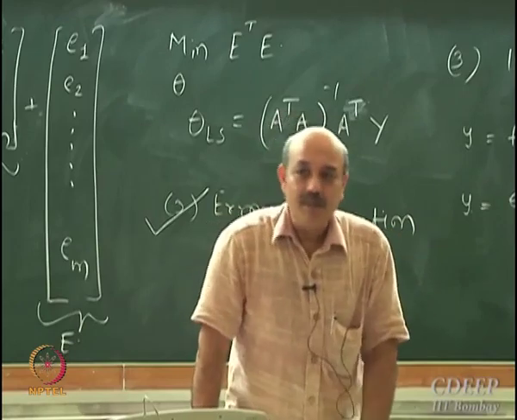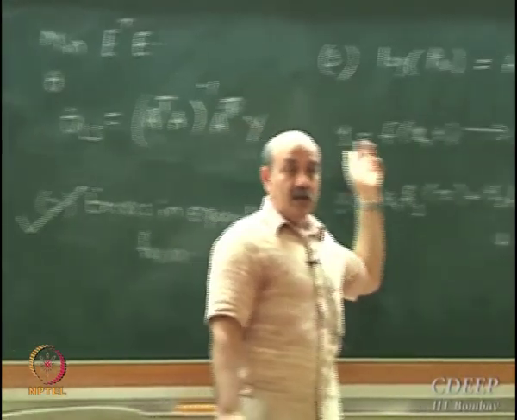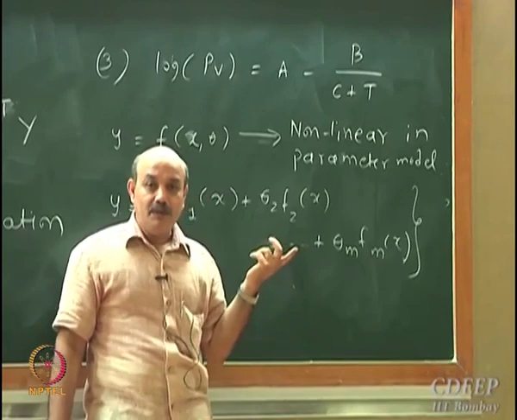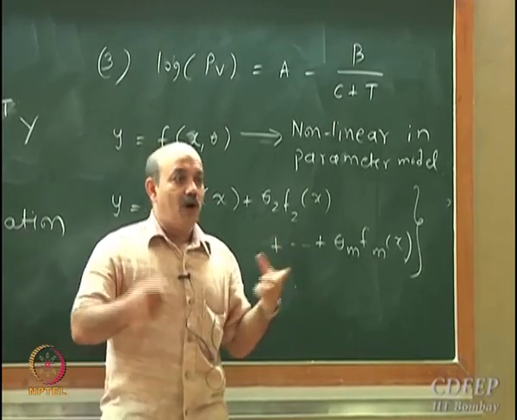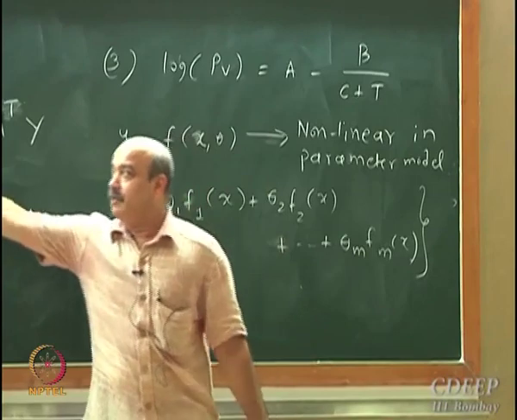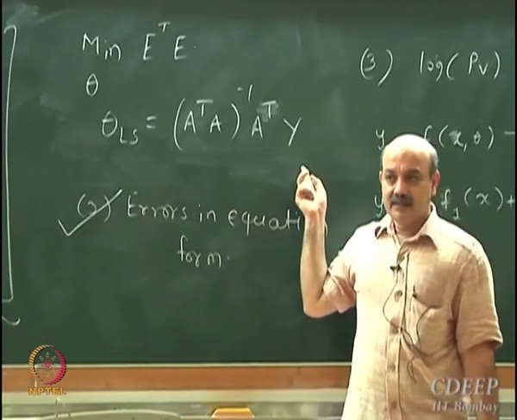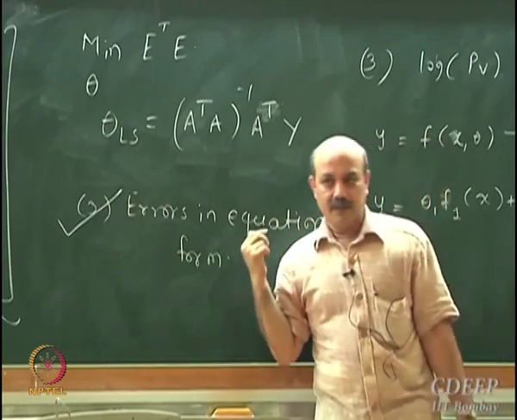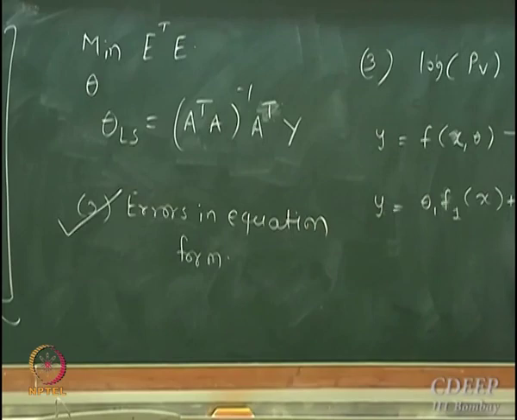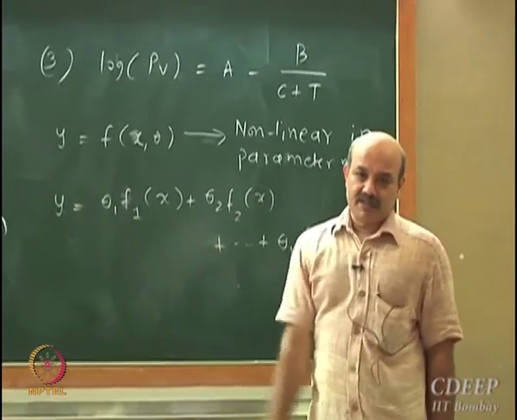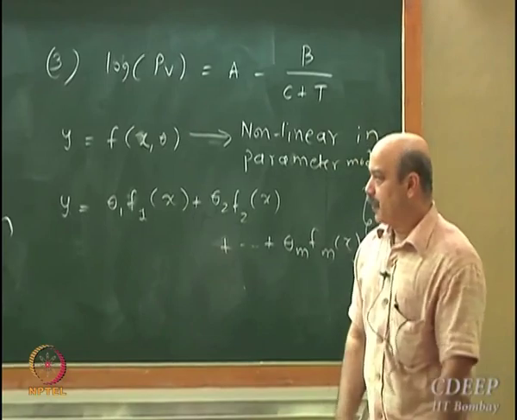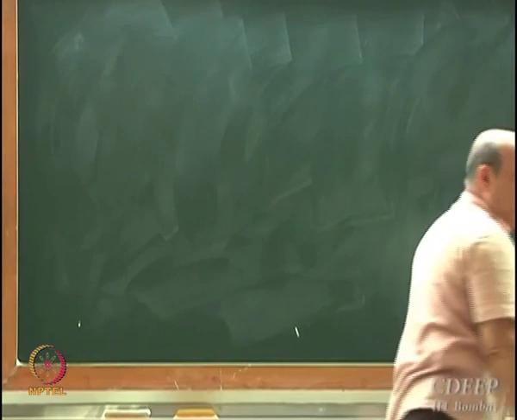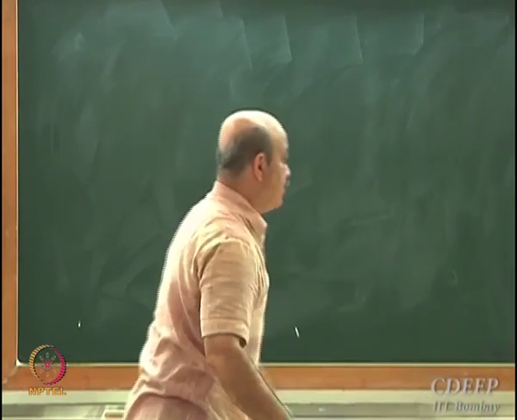Okay? Transform this model, which is nonlinear in parameter, to a locally linear in parameter model. And form an iteration scheme by which I will be able to use something like this. And then use it for parameter estimation. Okay, so let's see how we do this. So I have this model which is nonlinear in parameter.